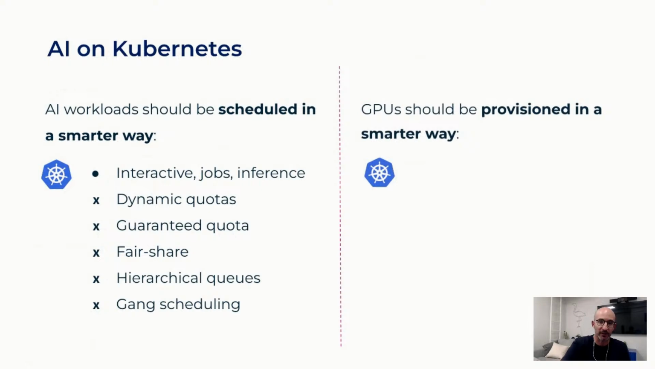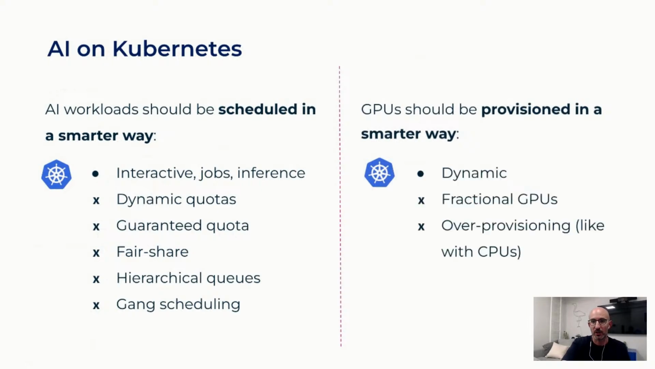And also in terms of GPUs, there are limitations in Kubernetes. Kubernetes provides this dynamic way of provisioning GPUs, but you cannot really provision fractions of GPUs, right? If you just want to run your Jupyter notebooks on a fraction of a GPU, you can't really do that in Kubernetes. You can get just an integer number of GPUs, and you can't really over provision GPUs like you can do for CPUs. That's not possible today in Kubernetes.